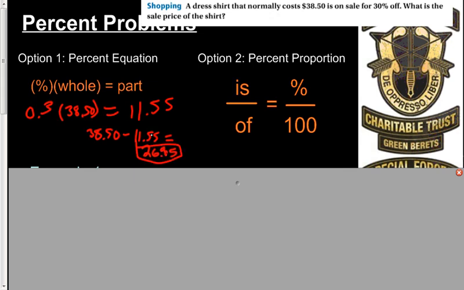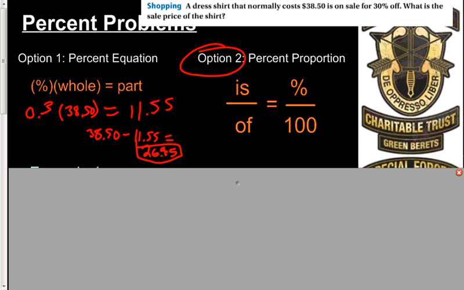Now, the second way you could solve something like this is to use the percent proportion. I'm going to strongly encourage you to use this one because it'll work for all different ways that things are written. Whether you have the percent, or you're trying to find the percent, or you're trying to find the total, or you're trying to find the part, it'll always work. There's really three things you need to plug in for this proportion. The proportion is is over of equals percent over 100.